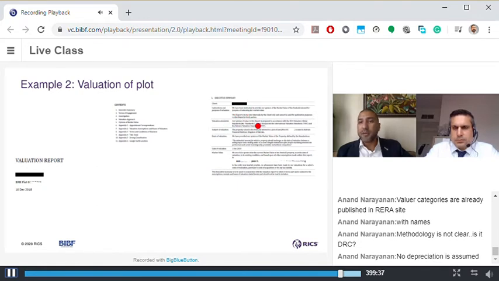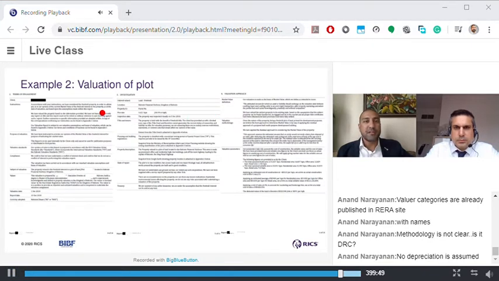He puts the valuation standards used, the subject of the valuation. He puts the basis of the valuation. He puts the date. He puts the market value, the actual conclusion of value. So he already hit a lot of compliant points, right?